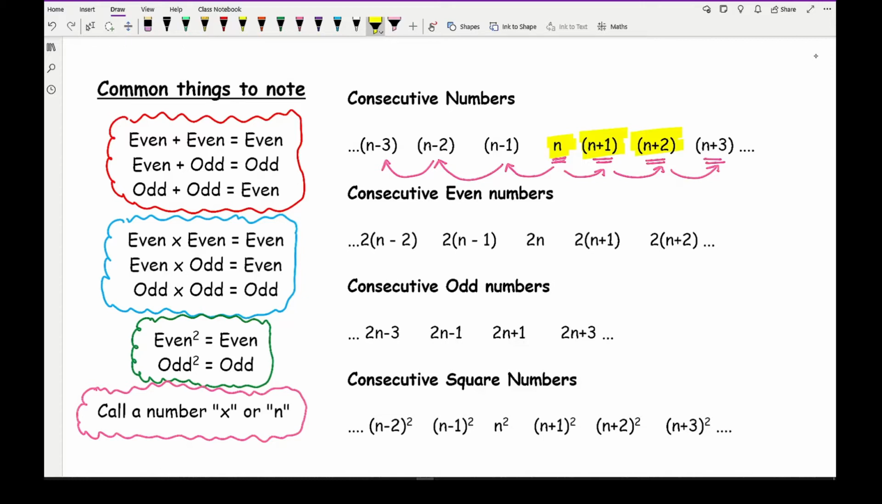Now the next thing we move on to is consecutive even numbers. Because obviously we could have any even number, the first even number could be 2, we could have 4, we could have 8, we could even have 68, it doesn't really matter which number we're looking for.